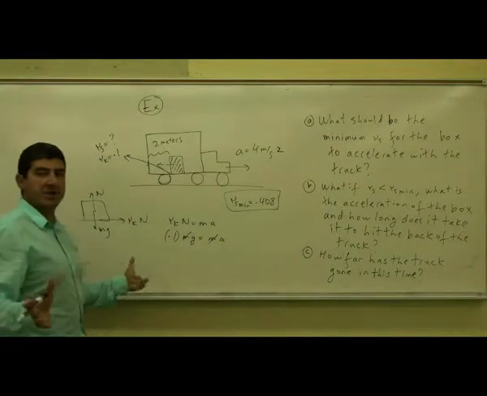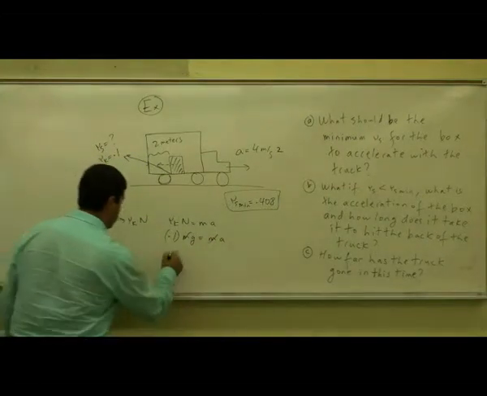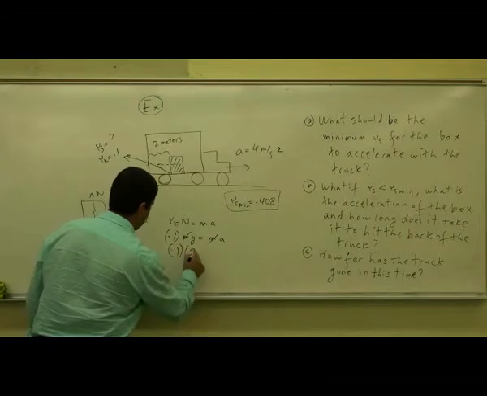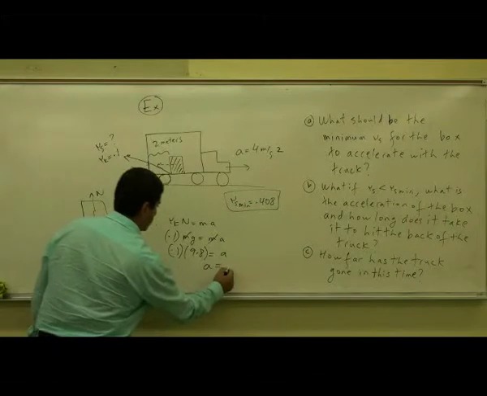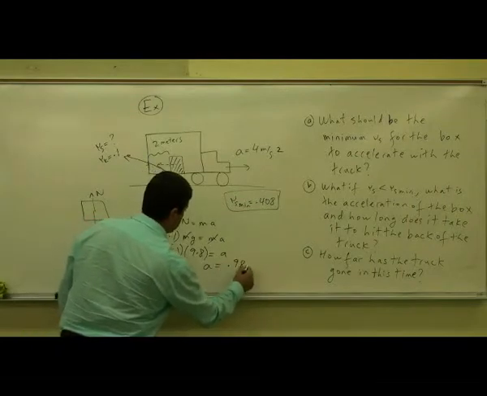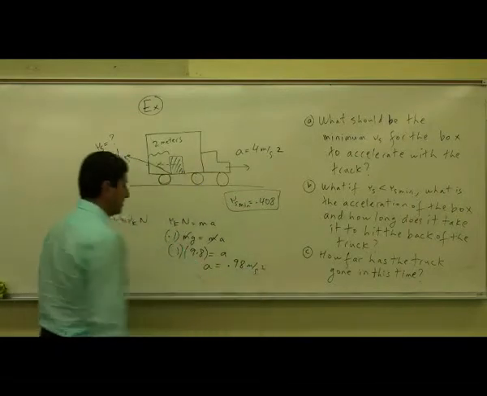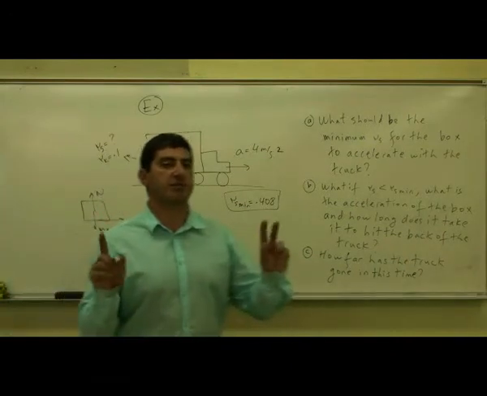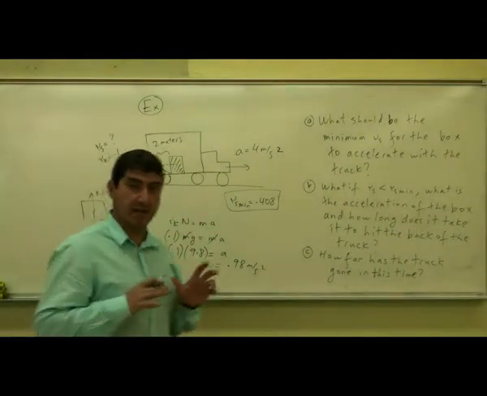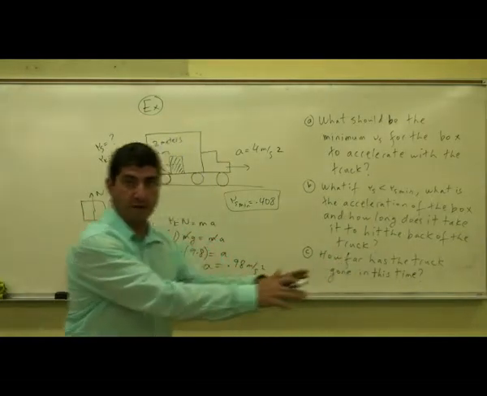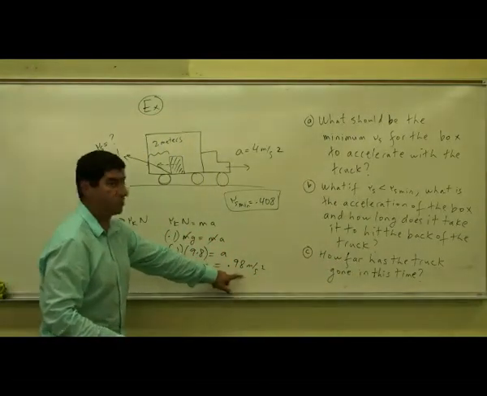0.1 times mg is equal to ma. The m cancels, the mass of the box still cancels. So we have 0.1 times 9.8 is equal to a. a is equal to 0.98 meters per second squared. So which direction is the acceleration of the box? Well, with respect to the road, the box is accelerating forward at 0.98 meters per second squared.